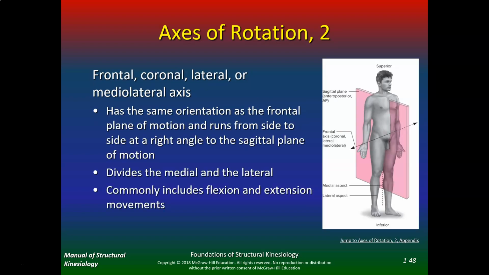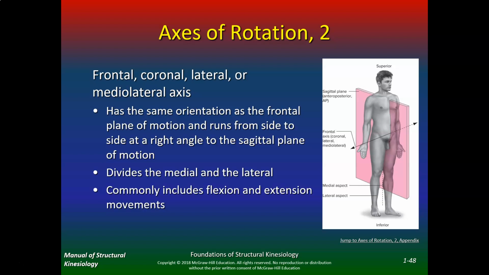So if we look at axes of rotation, the frontal, coronal, or mediolateral axis, okay, it has the same orientation as the frontal plane and runs from side to side at right angle to the sagittal plane of motion. So it divides the medial and lateral, and commonly includes flexion and extension.